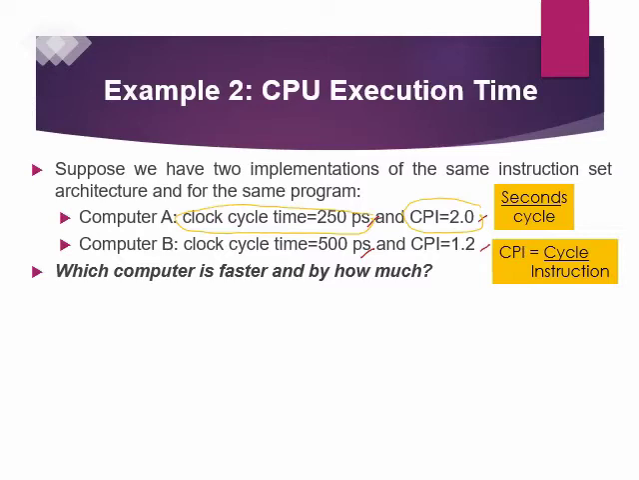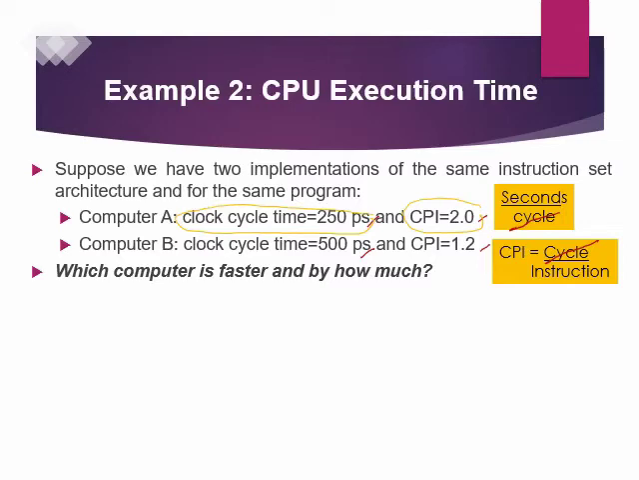So can we cancel anything if we multiply? Yes. Cycle at the top, we can cancel with cycle at the bottom. What do we end up with? We end up with seconds per instruction, meaning for one instruction, how many seconds? Then we can compare to answer the question, which computer is faster and by how much.